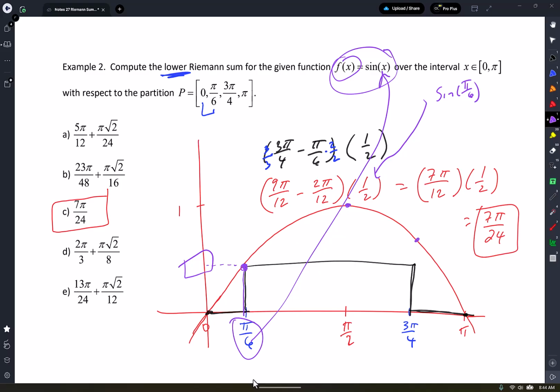Why did you choose 3 pi over 4? Well, because 3 pi over 4, I'm not on the curve. It's not touching the curve. See, if it would have been touching the curve, then I would have needed that height. Do you know what I mean? Okay. Do you see the logic?